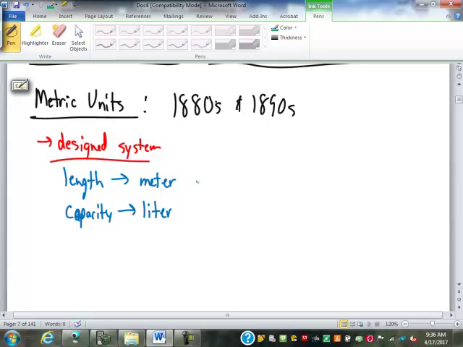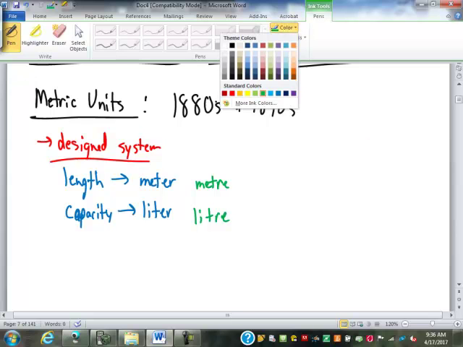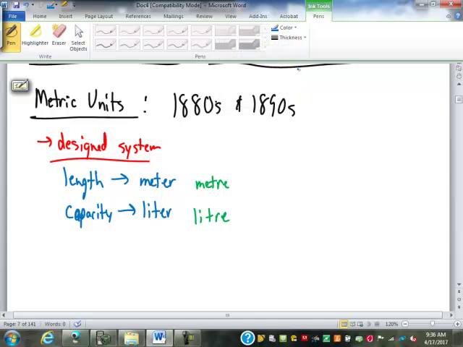Now, don't be surprised if you see meter spelled M-E-T-R-E. More common is liter, L-I-T-R-E. Those are the European spellings of those. And you do see them in some literature in the United States.